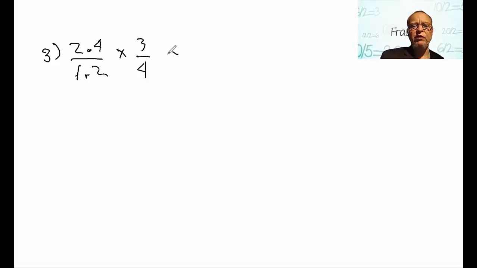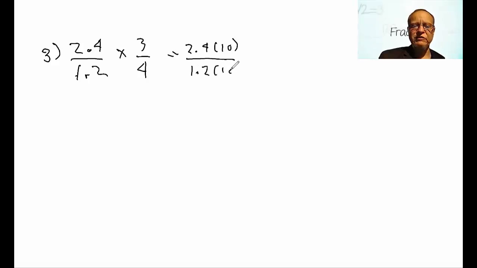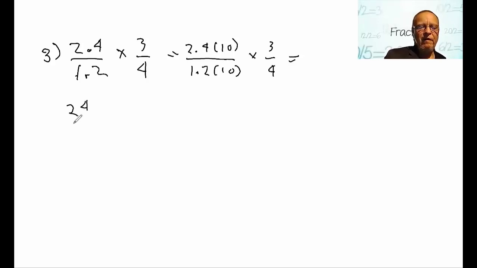So what we do here is we have 2.4 times 10, and then we do 1.2 times 10, and then we have the other one, which is fine. And 2.4 times 10 will give us 24. And then 1.2 times 10 will give us 12. And we multiply that by 3 over 4.